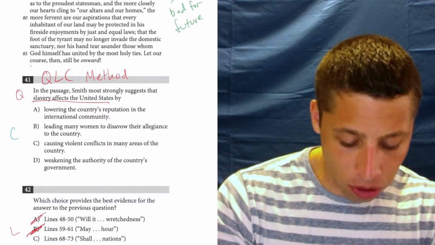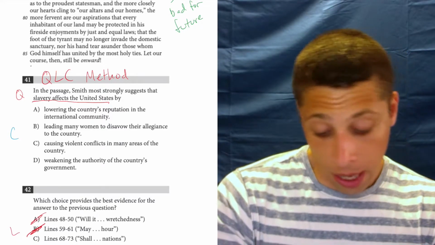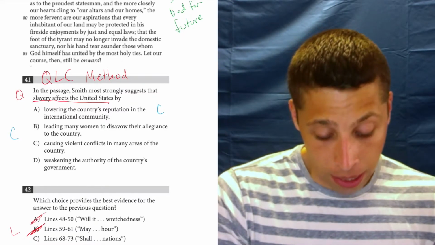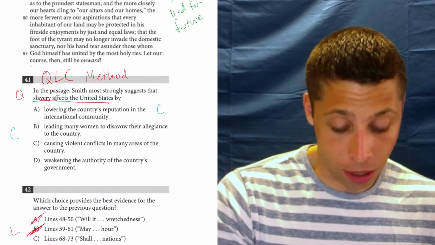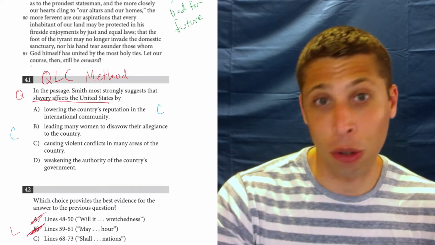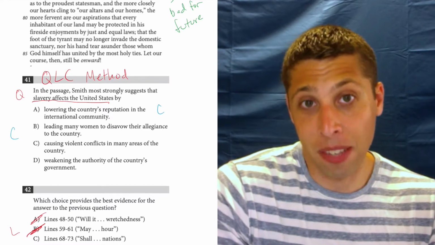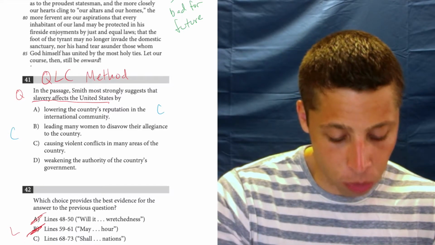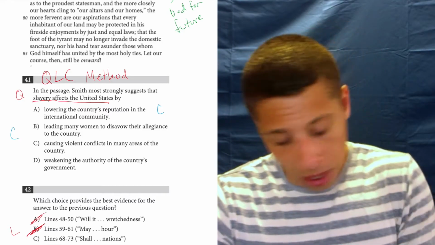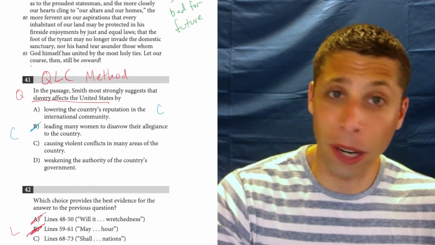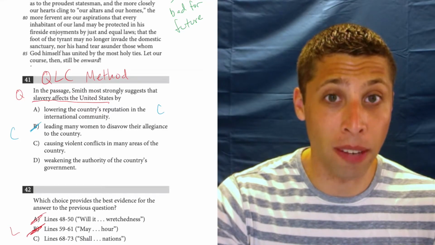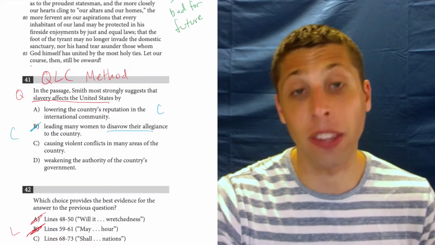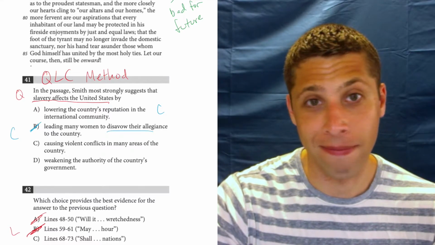So A, lowering the country's reputation in the international community. Well, that seems to match with line reference C, right? Lowering the reputation, that's bad. And it talks about the international community. We said that that choice was about the world, so that seems to match. Let's just make sure there's nothing better. B, leading many women to disavow their allegiance to the country. No, I definitely didn't read that. Most of what I read about women in the country was saying that the women love their country, and that's kind of what's motivating them. So disavowing their allegiance means they say they hate America. They're not doing that.